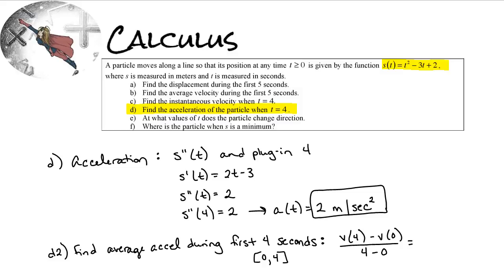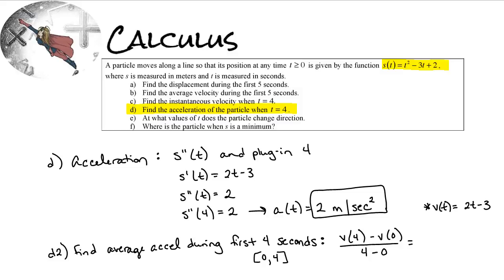And the reason is because the average acceleration is the slope of the velocity graph. So we're just finding the slope along the velocity graph between 0 and 4. So remember, the velocity, I'll just put a little star here. We had written it down before. V of t was 2t minus 3.